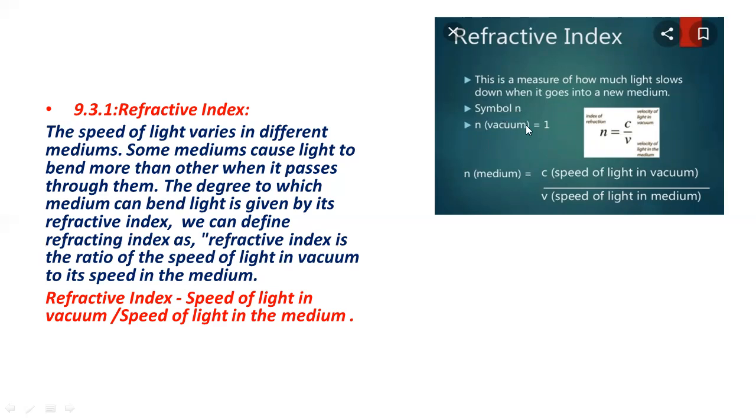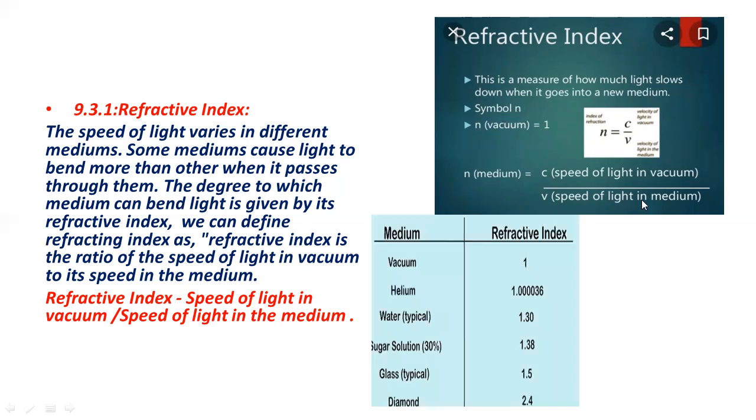And n in vacuum is equal to 1, meaning the refractive index of vacuum is 1. n of a medium is equal to the speed of light in vacuum divided by the speed of light in any medium, that may be glass or water. Here we have some refractive index values. As I told you, the refractive index of vacuum is 1. Water is 1.30, sugar solution is 1.38, glass is 1.5, diamond is 2.4.